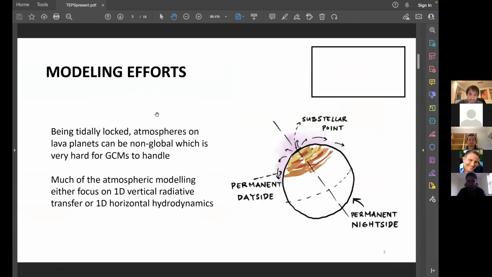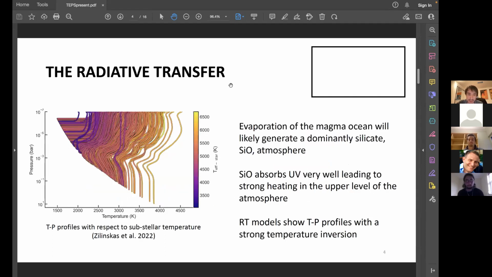And so being entirely locked, you have a permanent day side and a permanent night side, and there's a huge temperature contrast between the two sides. And so you would have essentially a lot of atmosphere on the day side and essentially no atmosphere on the night side. And this setup is actually very hard, if not impossible, for general circulation models to handle. And so much of the atmospheric modeling on these lava planets either focuses on 1D radiative transfer or 1D horizontal hydrodynamics. And so let's talk about the radiative transfer work.